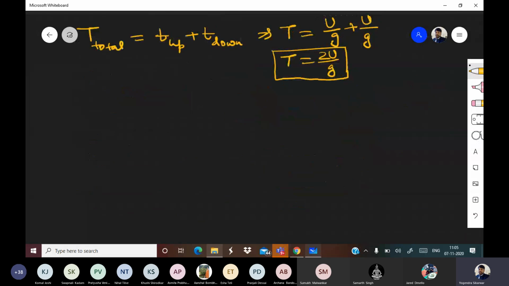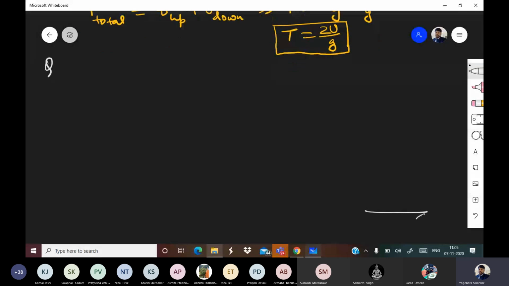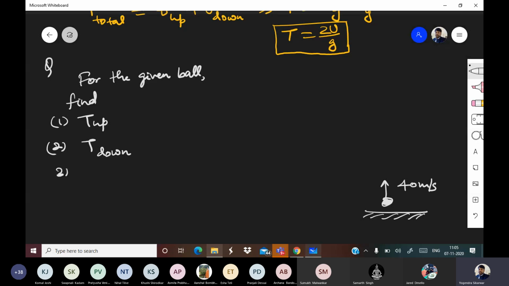Okay, question. So this is a ball projected. Find t down, t total, and h max. Please find everyone.